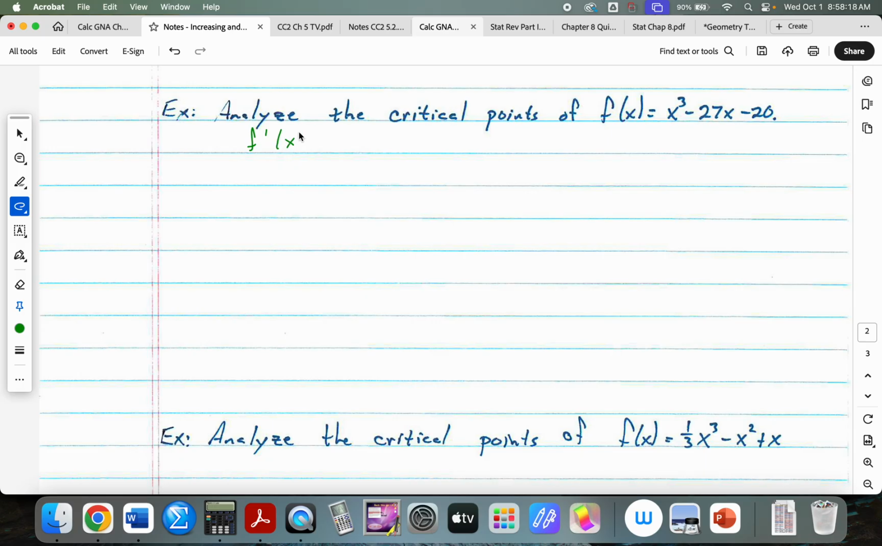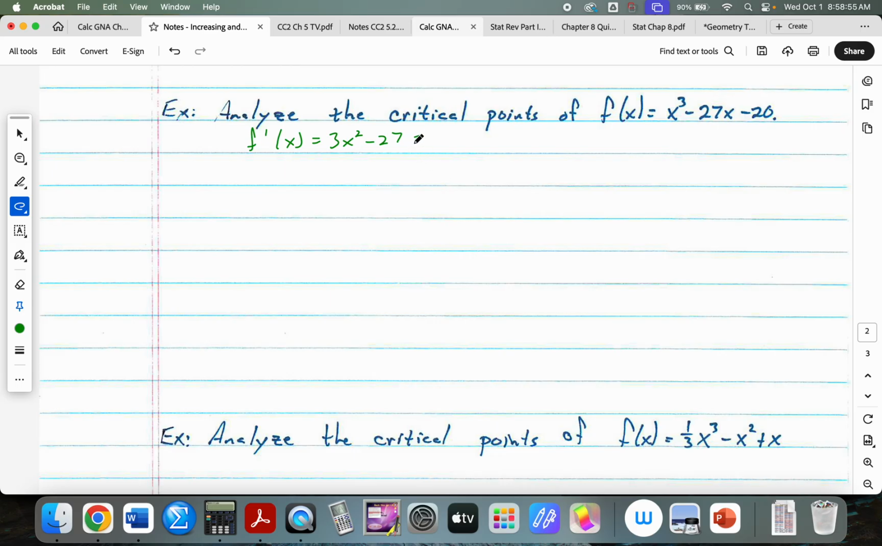But f prime of x is 3x squared minus 27. I always make myself first look at, is there any place where the derivative is undefined? No, right? There's no problems here. But if you'll think about the undefined first and kind of make yourself do that, what happens is a lot of times students rush to, I'm going to set the derivative equal to 0 because I want to find the zeros, that they'll forget to check for the undefined part.